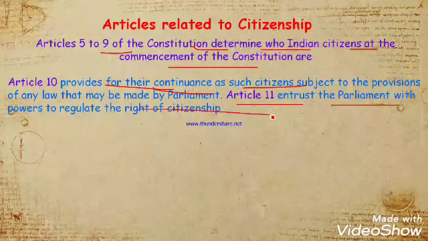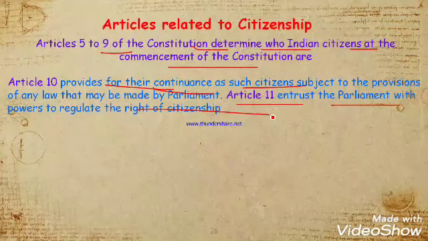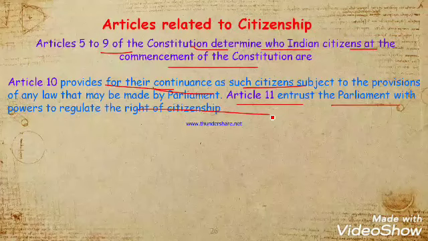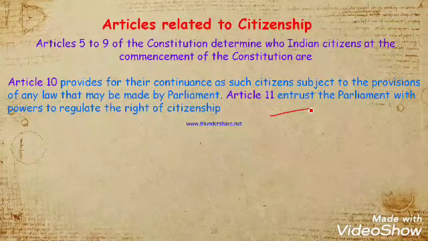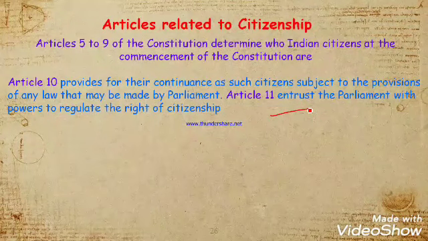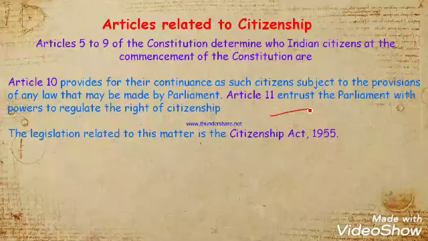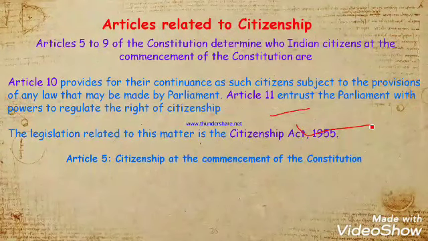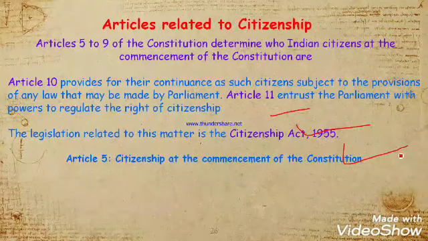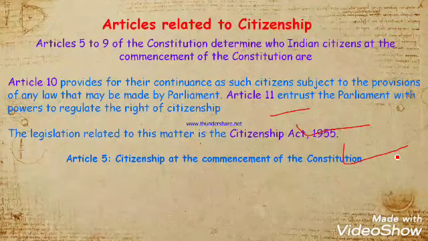For example, you have all heard about citizenship related to the CAA, the Citizenship Amendment Act, and the NRC. That was quite a big decision, and we don't have to go deep into that. But just remember that under Article 11, Parliament has the power to regulate citizenship. The Citizenship Act 1955 covers the legislation related to citizenship. All the laws related to citizenship are in the Citizenship Act 1955. Then the next one is Article 5, citizenship at the commencement of the Constitution.